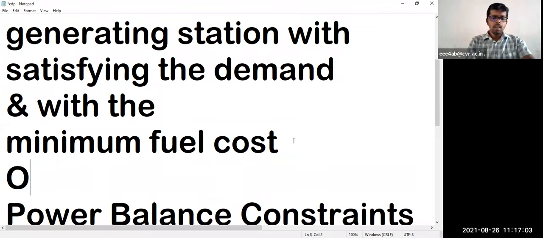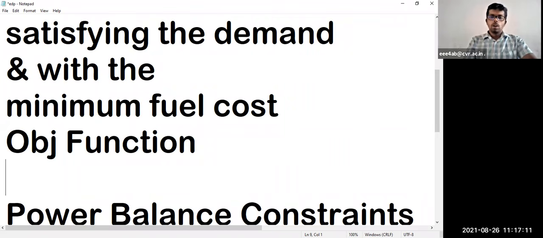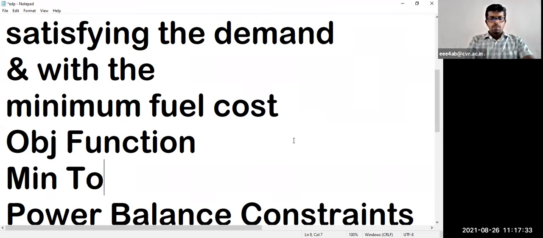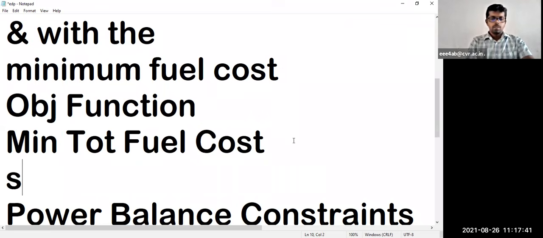So that also I'm adding here. What is the objective function? I'm making shortcuts; you have to note down fully. What is the major objective function of your economic load dispatch? Minimizing the total fuel cost. This is the objective function, subject to constraints.